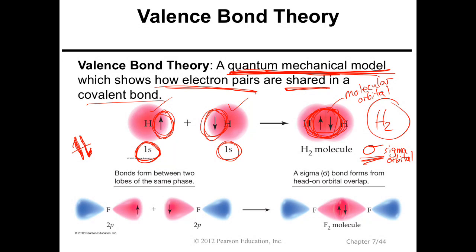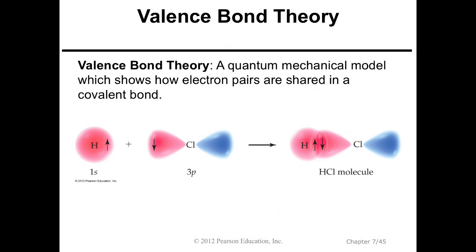This is an illustration of F2 combining. In fluorine, the orbitals involved in bonding are the two p's instead of the s's. Now this is that head-on collision, so that's a sigma bond. This is an illustration of the HCl molecule, where you have a 1s in hydrogen overlapping with a p orbital, and this would be a sigma bond, because they're overlapping as a head-on collision. That's the easiest way.